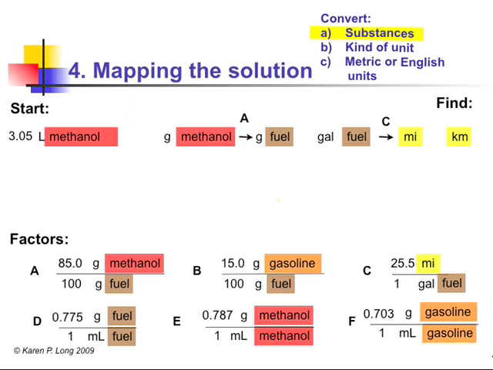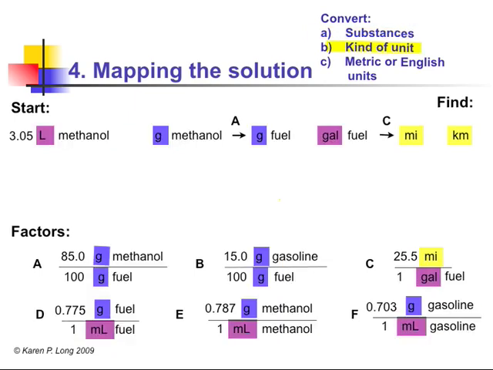But we still have gaps in our map, and for that we need to go to the kind of unit. In this slide, I have used the same factors but have highlighted the kind of unit. The volumes, liters, gallons, and milliliters, are all in purple. The masses, grams, are in blue, and the distances in yellow. To get from the first term in our map, 3.05 liters of methanol, to grams of methanol, we're going from a volume to a mass.